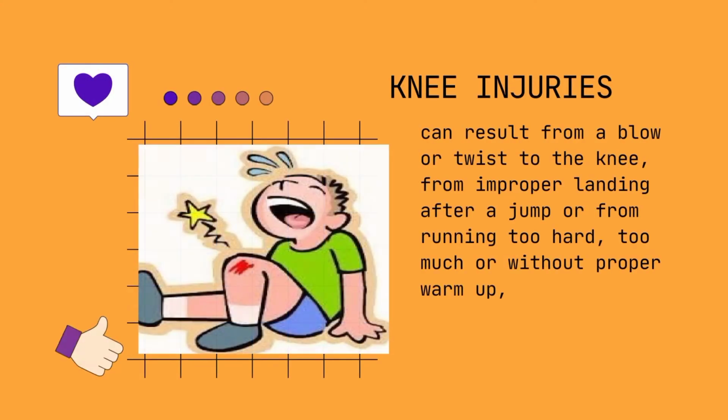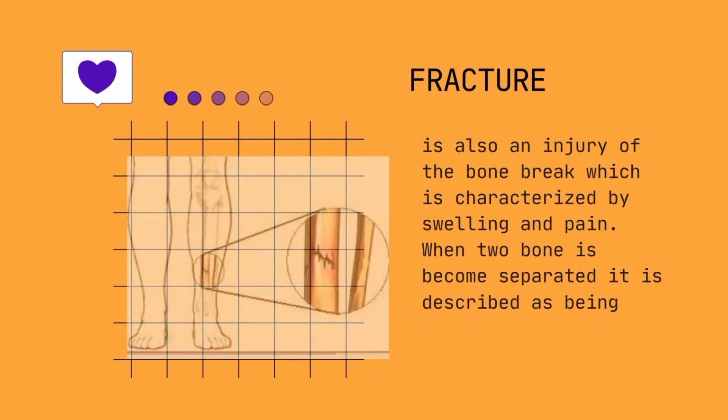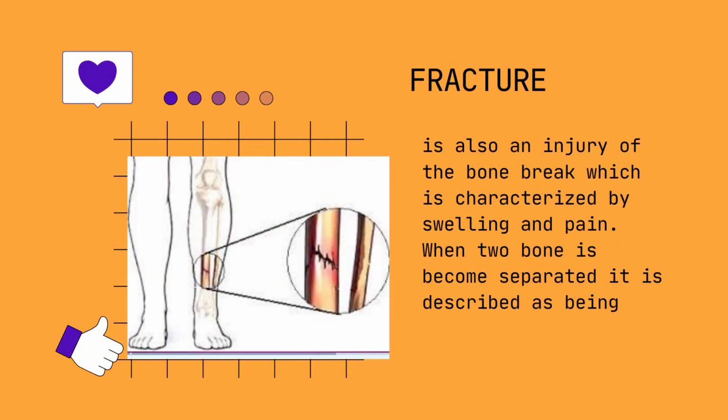Third is knee injuries. It can result from a blow or twist to the knee, from improper landing after a jump, or from running too hard, too much, or without proper warm-up. Fourth is fracture. Fracture is also an injury of the bone break which is characterized by swelling and pain.